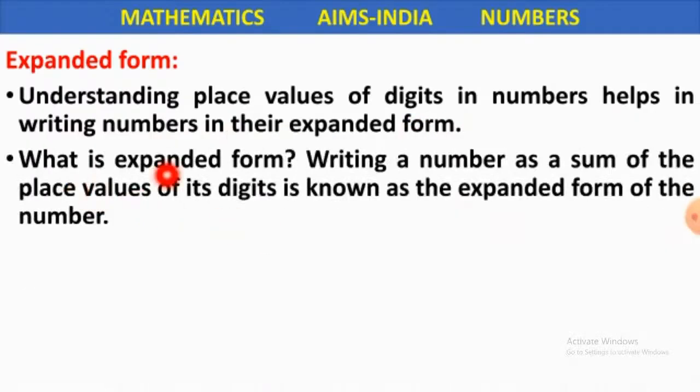Now what is expanded form? Writing a number as a sum of the place values. Writing a number as a sum of the place values of its digits is known as the expanded form of the number.